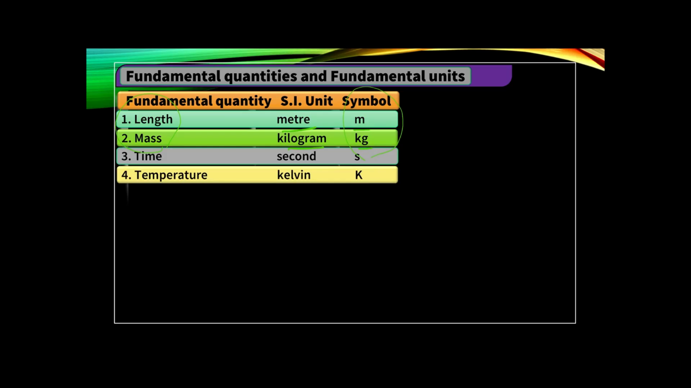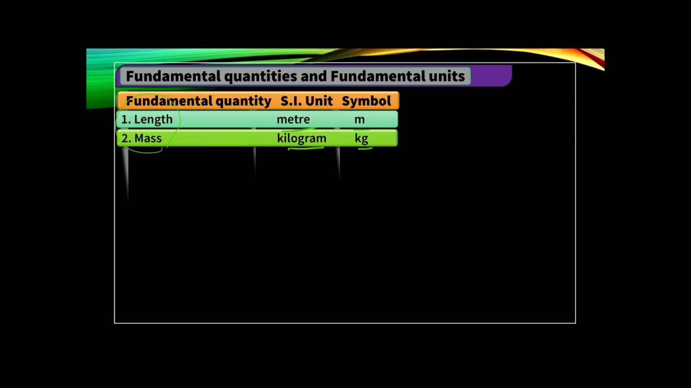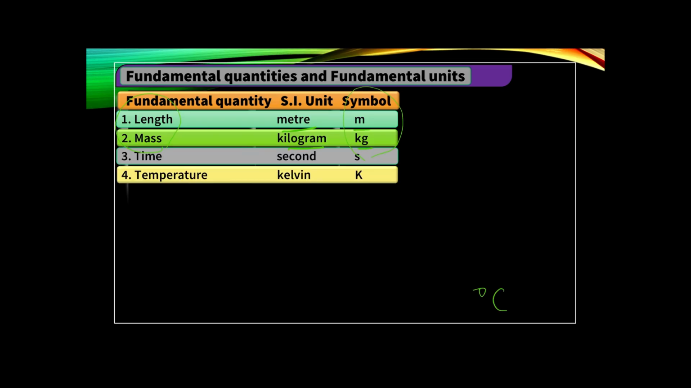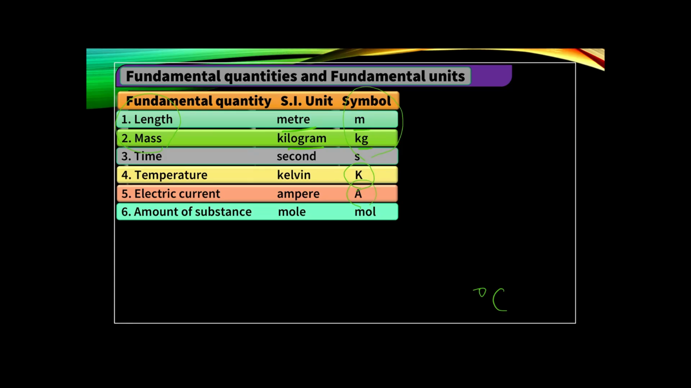Next one, temperature is a fundamental quantity. Now you may be knowing temperature is measured in Celsius, but that is not the proper unit in physics. It has to be Kelvin. Remember, K is the letter for that. Now electric current is another fundamental quantity. Ampere is the fundamental unit. Amount of substance, the unit is mole.